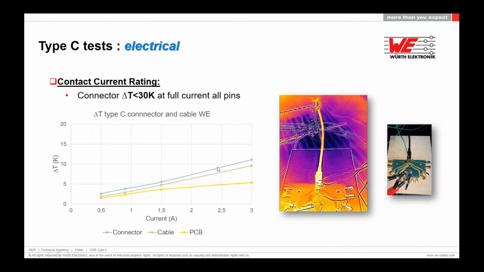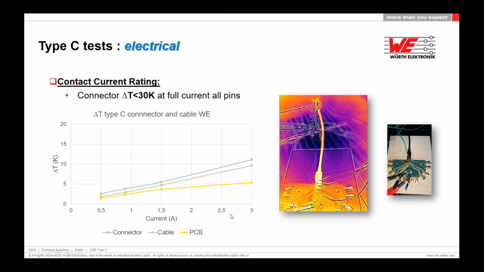If you look at the terminal requirements of all of them, we see the PCB, the cable, and the connector. At 3 amps, the connector is the weakest point from a terminal point of view. We have around 12 Kelvin of self-heating, which is not critical, and the cable has approximately 9 Kelvin. The PCB we used for the dongle or adapter here is only 5 Kelvin. This depends on your PCB in the end, but it's the strongest point. And even 12 Kelvin of self-heating with 3 amps of current is not critical.